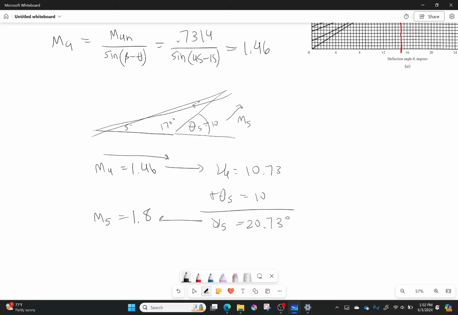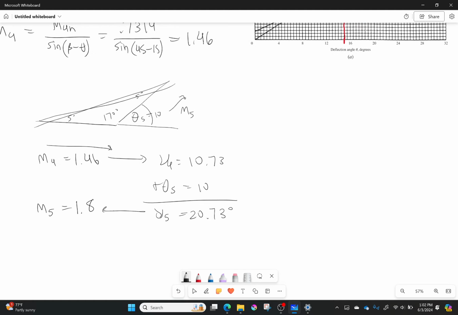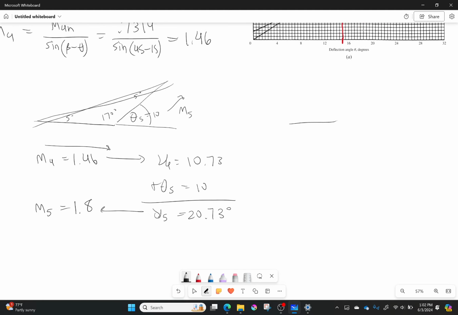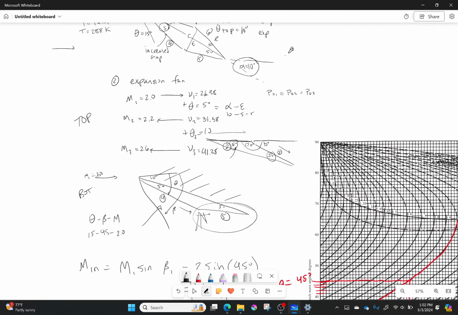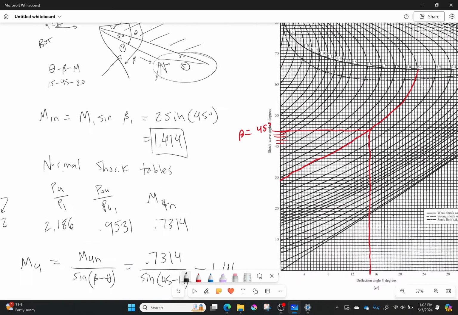Okay. So we have found the Mach number now on every single surface of our airfoil, okay? We found the Mach numbers on every single surface. So I'm going to redraw this guy over here to the side, and I'm going to show you what we have left to do. So right here, it's 1.46. Right here, it's 1.8. On the top two, I believe it was 2.2 and 2.6. I'm going to have to go back up there and find out. Yes, 2.2 and 2.6.